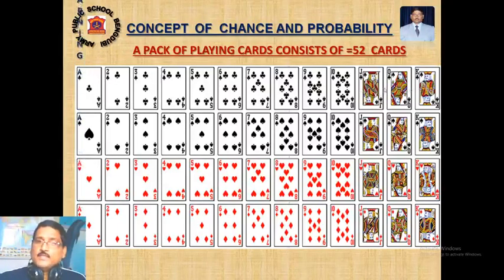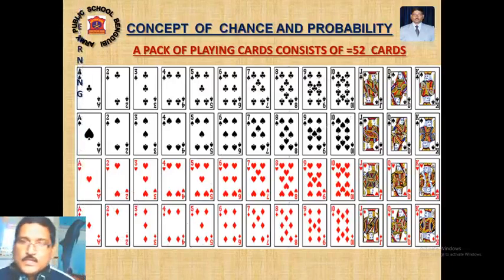Each type has 3 photo cards, and I have 4 types, so total will be 3 fours are 12 photo cards. And this A means ace. How many aces are there? 4 types, 4 aces. And 2 to 10 are called number cards. How many number cards of each type? 9. So total number cards 9 fours are 36. Out of these, 18 will be black and 18 will be red.